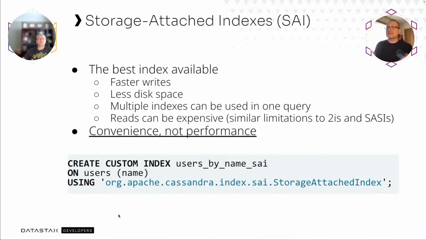For storage attached indexes, it really is the best available. You get faster writes. They take up less space on disk. You can use multiple indexes in one query, so that is an advantage on convenience. But your reads can be a little on the expensive side, with similar limitations to what we just mentioned with secondary indexes. And of course, it's more about convenience rather than performance. But you can create it. The CQL is available there on screen. You just have to mention the storage attached index class when you create it, and it should take care of that for you.